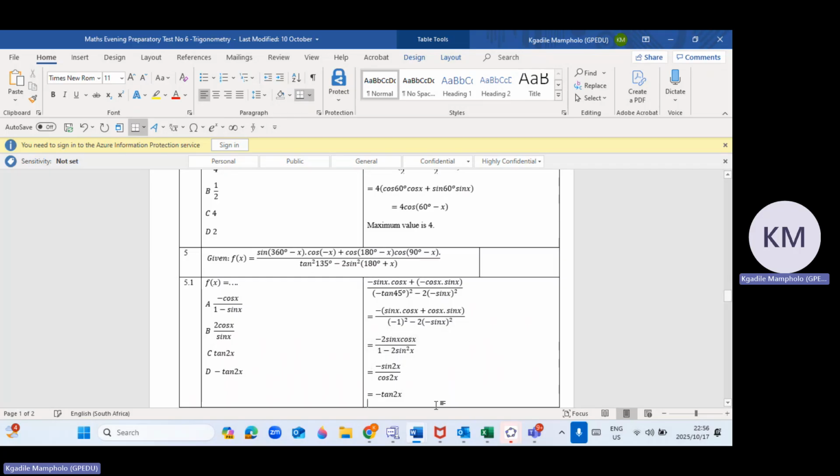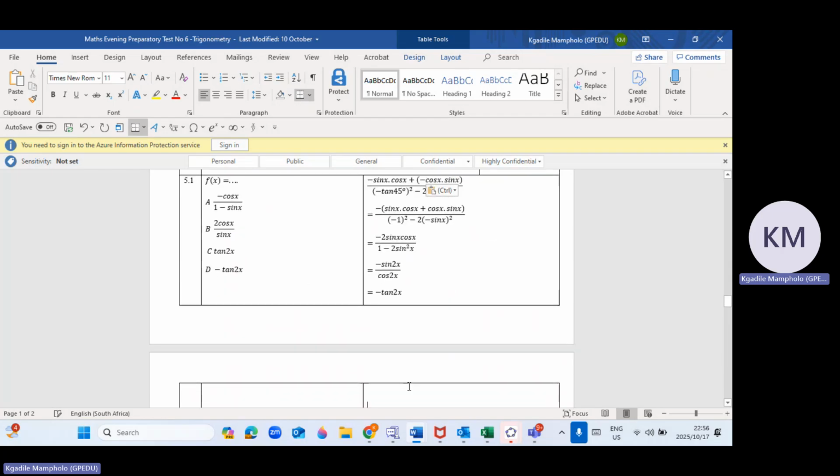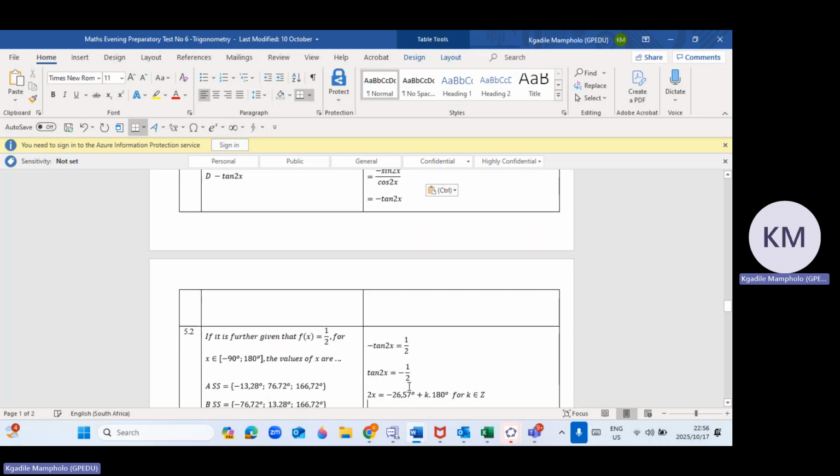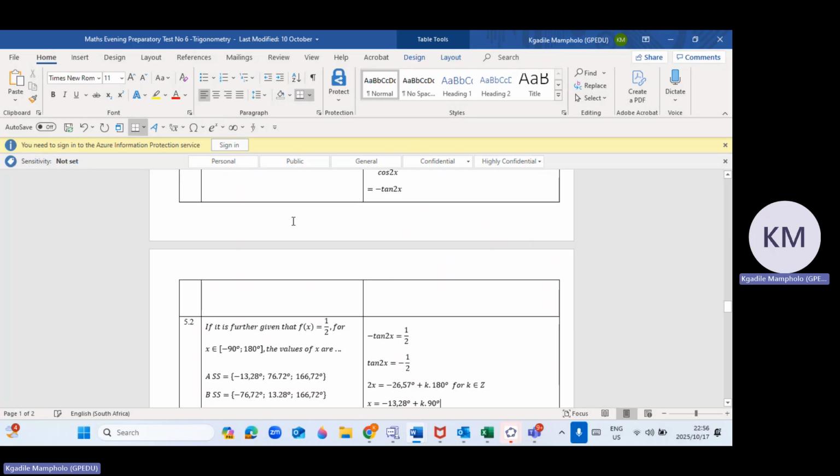So then you simplify, and you get the answer as negative tan 2x, which is one trig ratio. Now, 5.2: if it is further given that f of x is half, for x an element of negative 90 degrees and 180, the values of x are... Now remember, we simplified that in the first question, so we are not going to simplify again. You just say minus 2 tan 2x is equal to half.